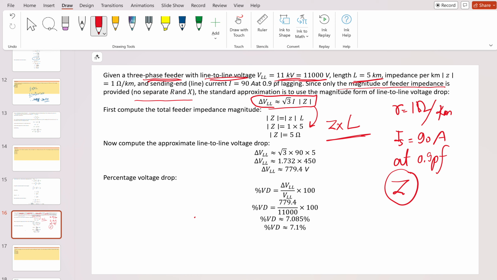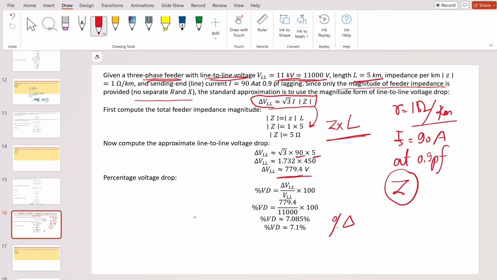When you put the values, it will be root 3 multiplied by 90 multiplied by 5, because it is 1 ohm per kilometer, so for 5 kilometer length that will be 5. Then simply it will be equal to 1.73 multiplied by 450, which comes out to be 779.4.